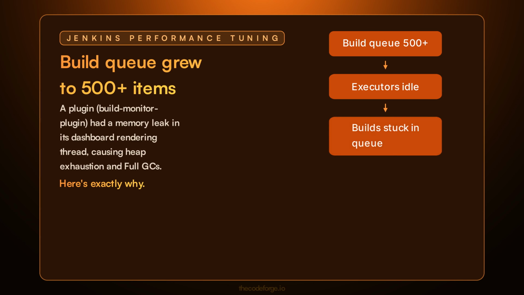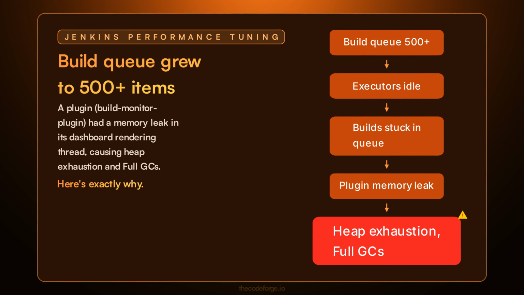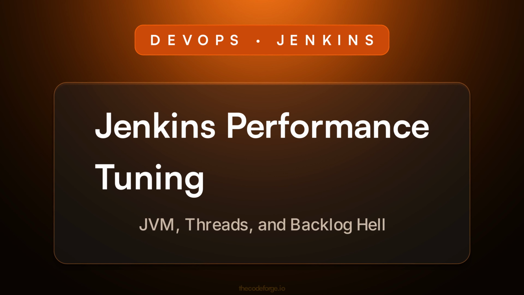Build queue hit 500, executors idle, UI unresponsive for minutes. The culprit? A single plugin's memory leak causing heap exhaustion and full GCs. Let's break down Jenkins performance tuning, how it works, and the exact mistake behind that failure.